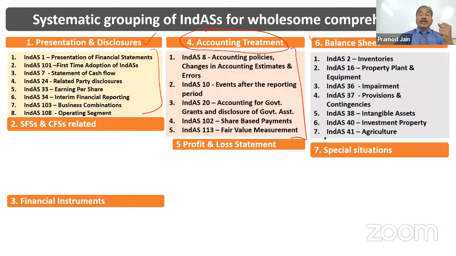And the third category is the balance sheet. Under the balance sheet, there are 7 accounting standards that we need to be aware of.